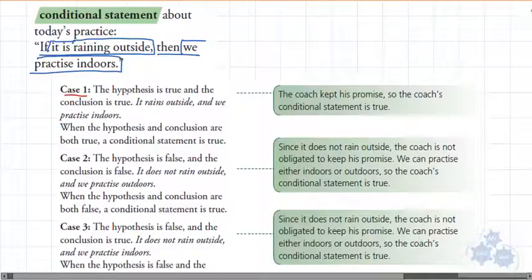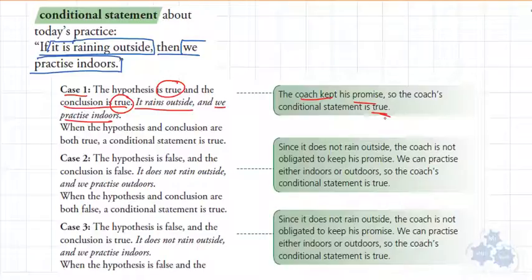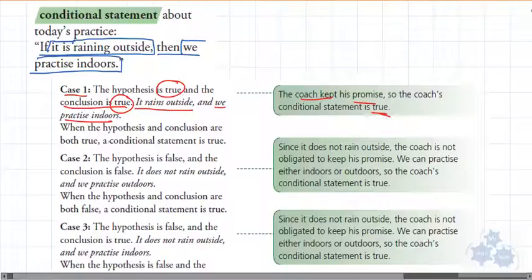So case number 1, the hypothesis is true. That is, it is raining outside, or it rains outside. And the conclusion is true. We practice indoors. So if the hypothesis is true and the conclusion is true, then what do you think that would mean? Would that mean a true statement? Is that a true conditional statement? Yes. The coach has kept his promise, and the coach's conditional statement is true. Okay? So you evaluate what's happening. So if the hypothesis is true and the conclusion is true, then that's a true statement. That makes sense, right? Okay, case number 2. What if the hypothesis is false and the conclusion is also false?